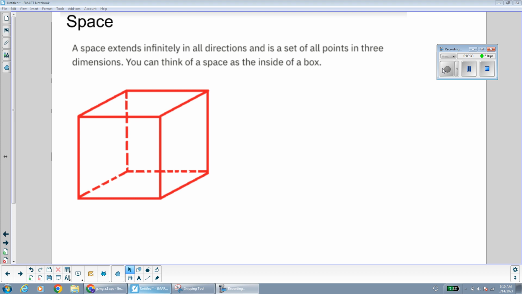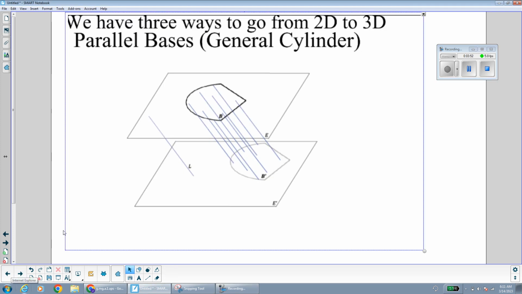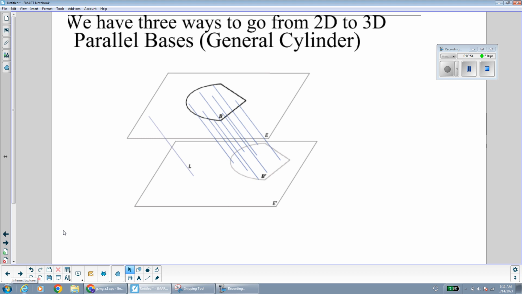Now we're going to start talking about three-dimensional solids. And the thing that makes three-dimensional solids different from two-dimensional solids is that they have space. You can think of space as the inside of a box. You can put things inside, you can fill it up with space. So we're going to talk about a couple of ways that we can go from 2D objects to 3D objects.